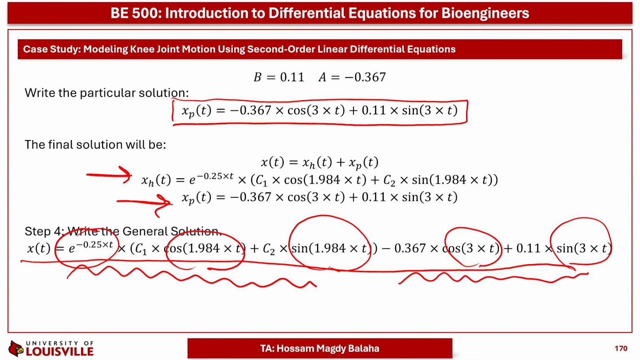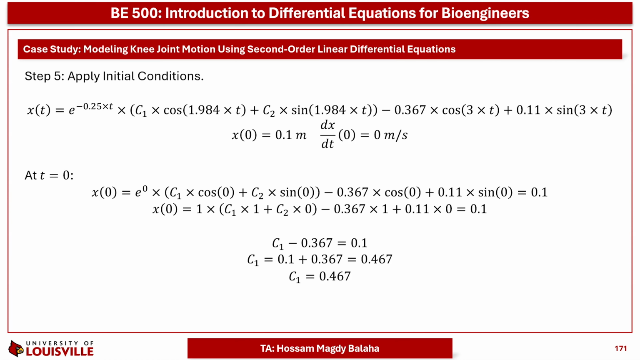But we got two constants, C1 and C2, and now we need to find their values. Simply use the initial conditions, which are given at the beginning of the question: x of 0 is 0.1 and x prime of 0 is 0. Substitute by setting t equal to 0 in this equation. You will get e raised to 0 will be 1, cosine 0 will be 1, sine 0 will be 0, cosine 0 will be 1, sine 0 will be 0, and all of that will equal 0.1.